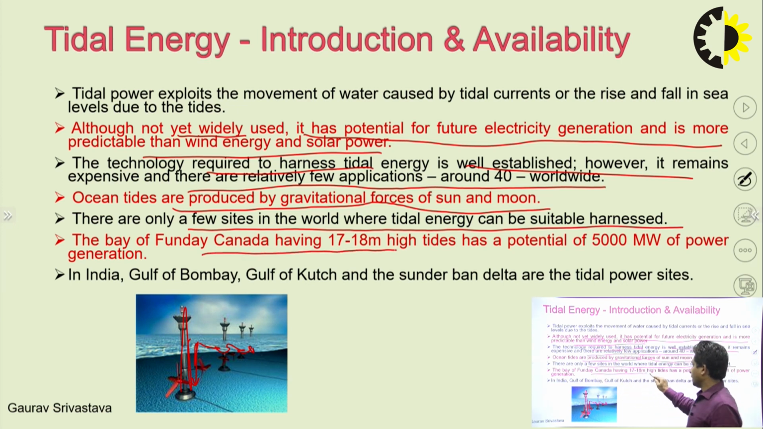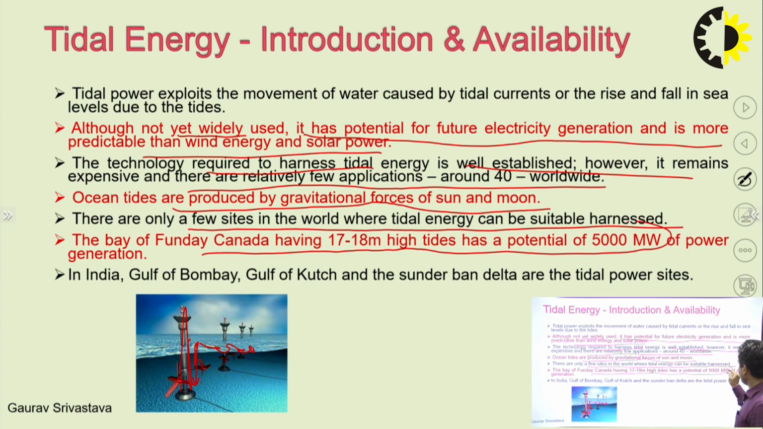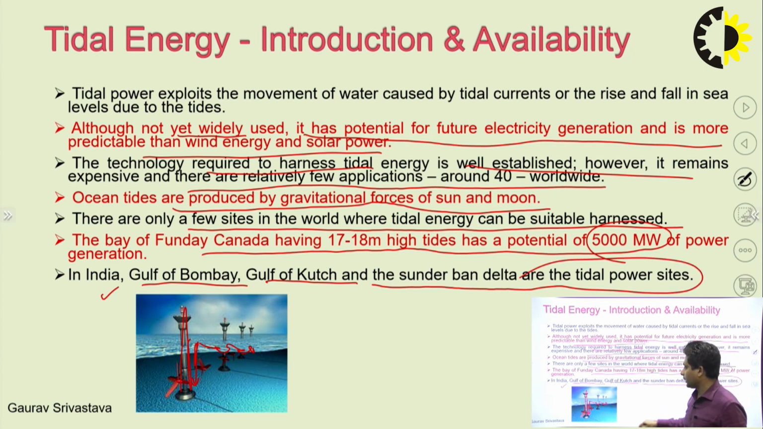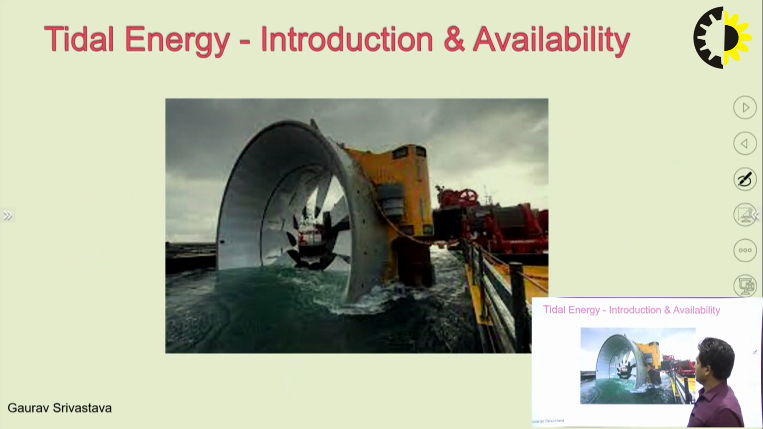Finland and Canada, having 17 to 80 meter high tides, have a potential of 5000 megawatts of power generation. In India, the Gulf of Bombay, the Gulf of Kutch, and the Sundarban Delta are the tidal power sites where we can establish a tidal energy plant. Like here, the movement of the tides rotates the turbine blades, and the generator is connected for electricity production.